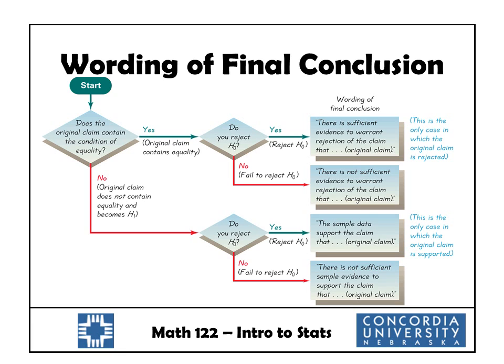We're going to word the final conclusion in the same way. Does the original claim contain equality? Well, no. However, the claim and the null hypothesis were the same. So if we go down to no, notice it says original claim does not contain equality and becomes H1. Well, that's not the case either. So we're going to go to the right, yes.